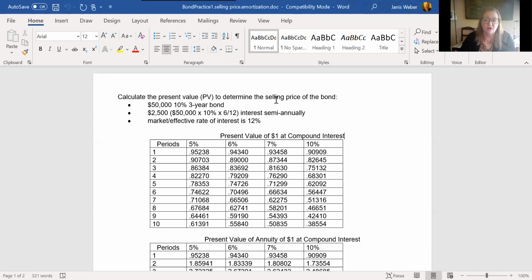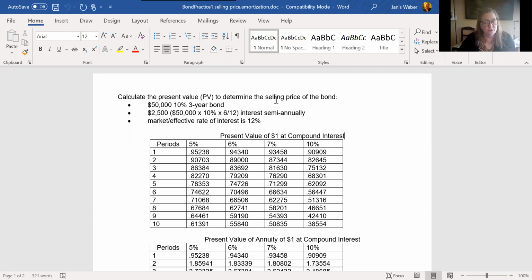So we've got a $50,000, 10%, 3-year bond, and we have interest payments of $2,500 every 6 months. They didn't have to tell us that the interest payment is going to be $2,500, because if they told us it's 10% and 3 years, and they told us it was semi-annual, we could come up with the interest payment, because all you do is take the 50,000 times the interest rate of 10%, and then multiply it times half a year, 6/12. So that's how they got the 2,500. The market interest rate is 12%.